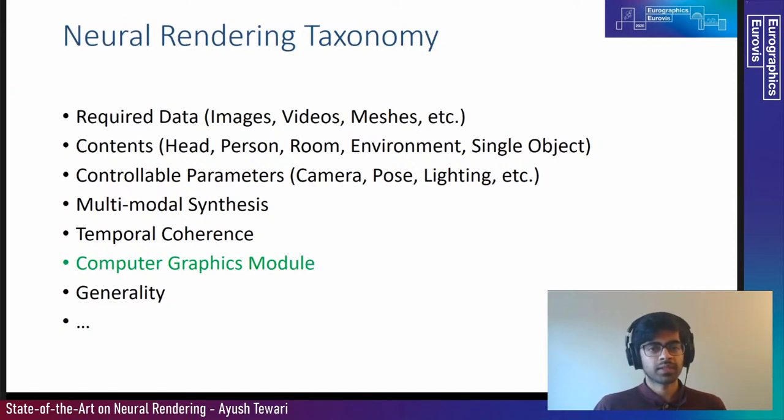In our paper, we present a taxonomy of neural rendering methods, where we categorize them based on several axes, such as the kind of observations required for training, the parameters of the rendering function which can be controlled at test time, and so on. In this talk, I'll only briefly cover one of these axes, which is the computer graphics module.